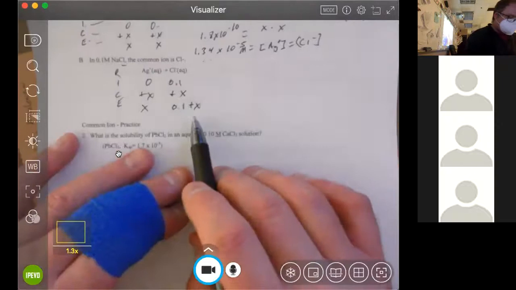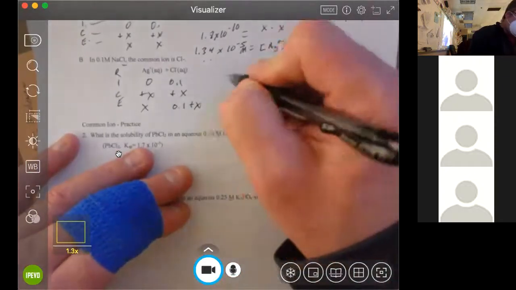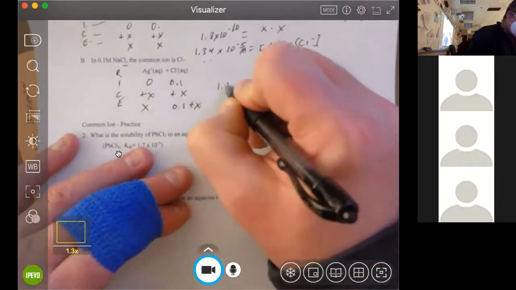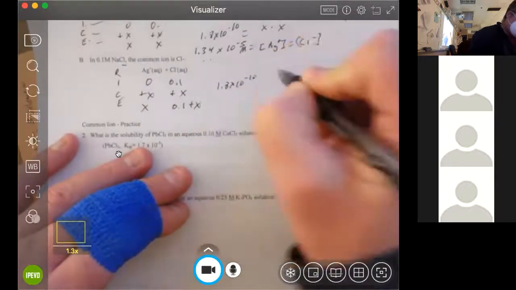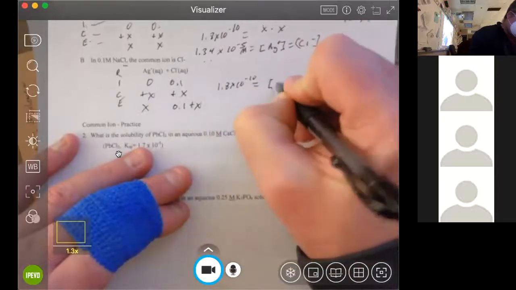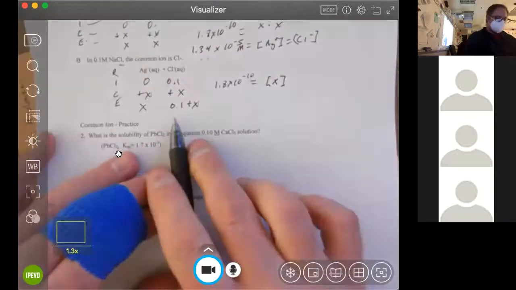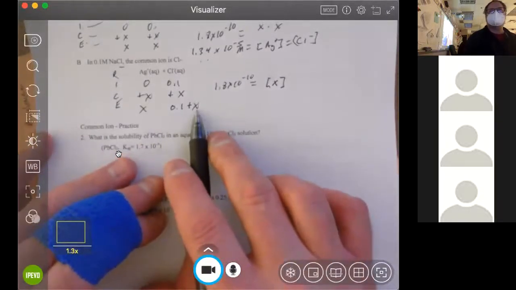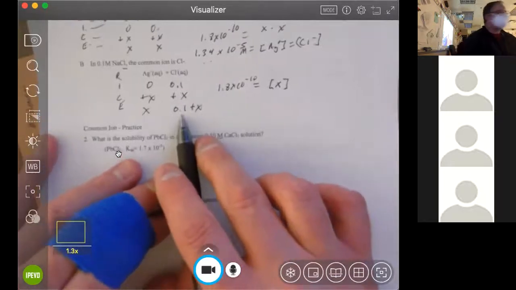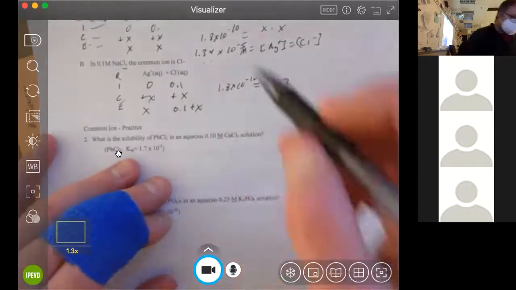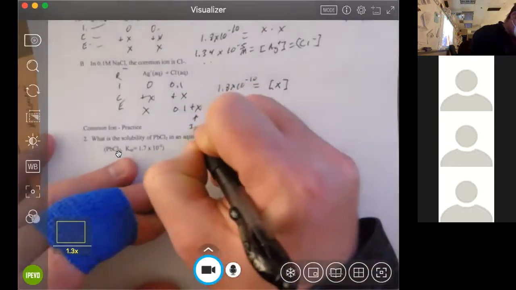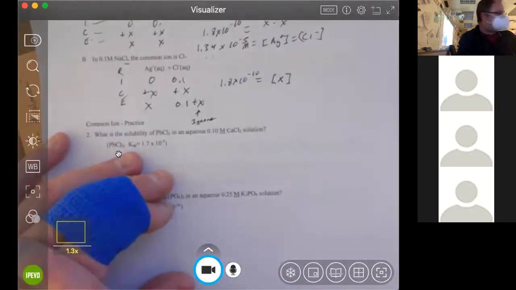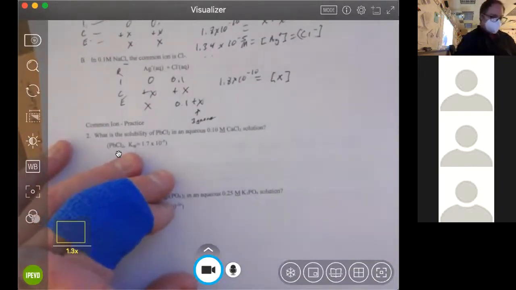All right. So then we have the same Ksp above. We're going to have 1.8 times 10 to the negative 10th equals x. And here we can ignore this x because it's going to be so small, it's not going to get near the significant digits of 0.1. Now, of course, instead of ignoring, you can always use the solver function or the quadratic equation.